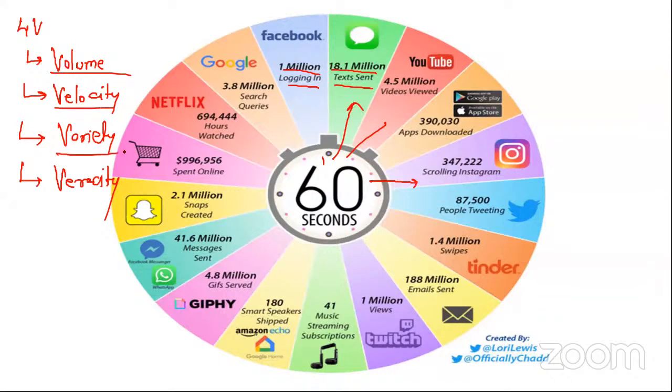and variety is all types of data. For example, on Facebook, mostly we generate text data, image data, and video data. On WhatsApp or Messenger, these days mostly we generate text data and image data. On WhatsApp, we also generate audio data. On platforms like Netflix, YouTube, or Instagram, mostly it's video data. So we are generating all types of data.